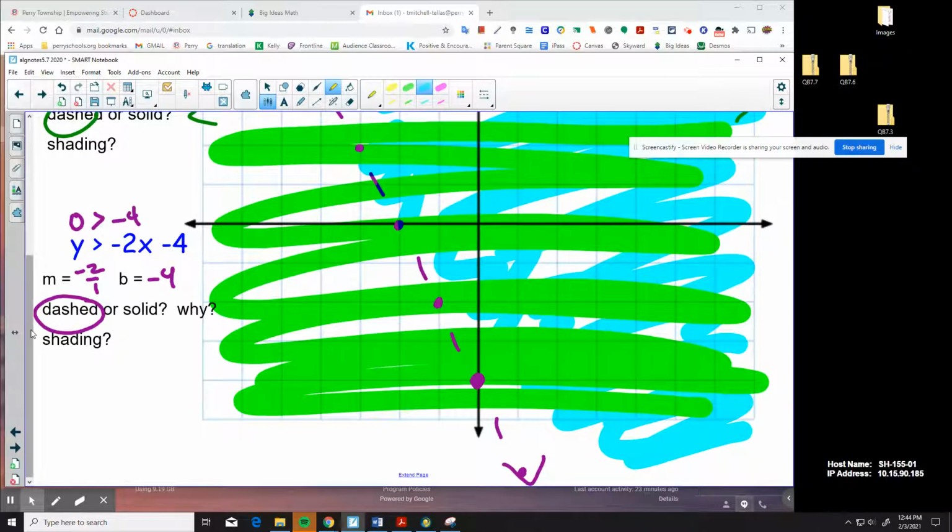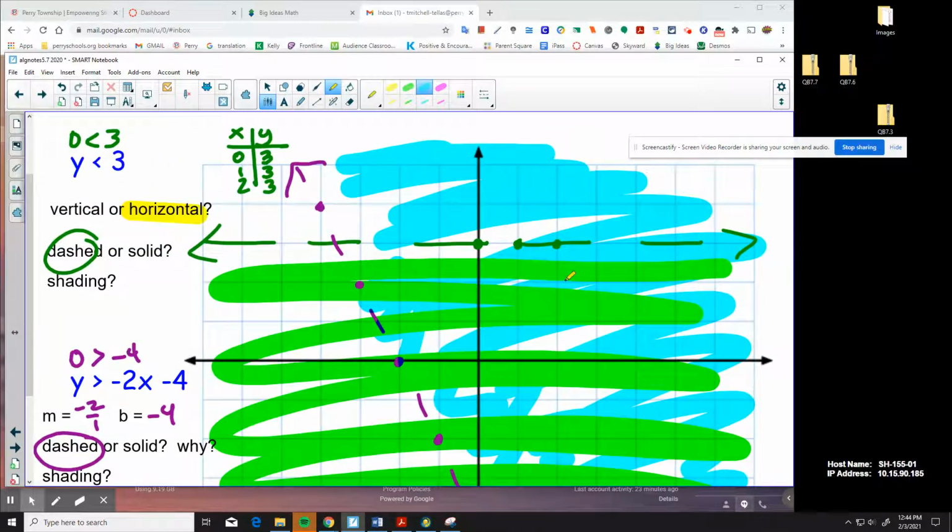So everywhere that there's green and blue shading is the solution set. Where there's just blue, just green, or just white is not part of the solution set.